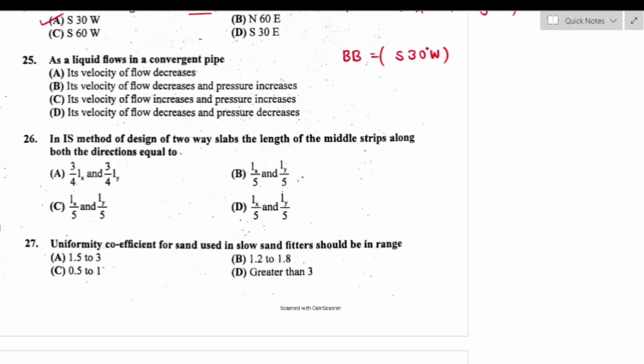Question number 25. As a liquid flows in a convergent pipe, the velocity increases in the direction of the flow according to the principle of continuity, while the pressure decreases according to Bernoulli's theorem. So the right answer is option D.